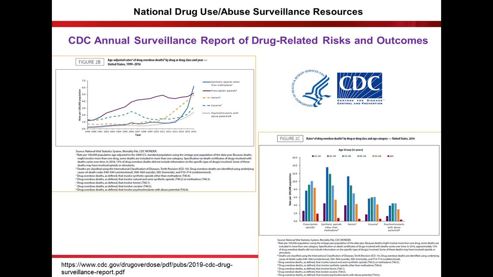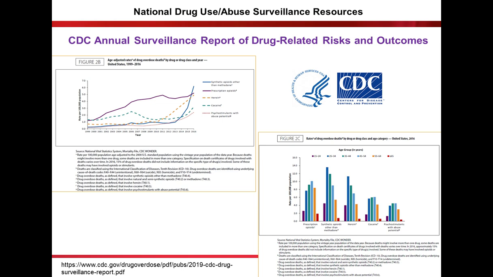So this first one is the Annual Surveillance Report of Drug-Related Risks and Outcomes, which is published by the CDC. Now, you could find this information on their website, and I've just highlighted 2 charts that I think are quite helpful, but just to illustrate the type of information that you'll find in these reports.